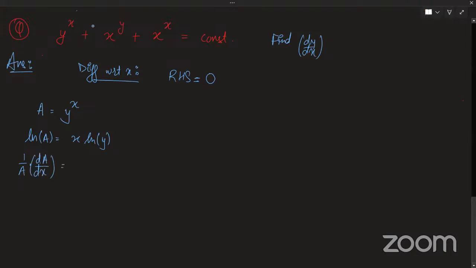Yes, sir. Correct? So how to differentiate this thing? Tell me, how will you differentiate x into ln of y? Product rule, sir. Great. Tell me the value of the derivative directly.